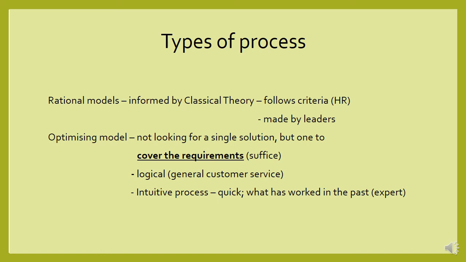The optimizing model apparently came about in the 1960s and is attributed to March and Simon. The reason I'm talking about this is because they talk about a satisficing process, which is a process of just achieving results that are just sufficient, things that suffice. So they don't look for ideal rational solutions. They just look for things that are possible and achievable, and therefore work in the given circumstances. Satisficing, S-A-T-I-S-F-I-C-I-N-G, a satisficing process.